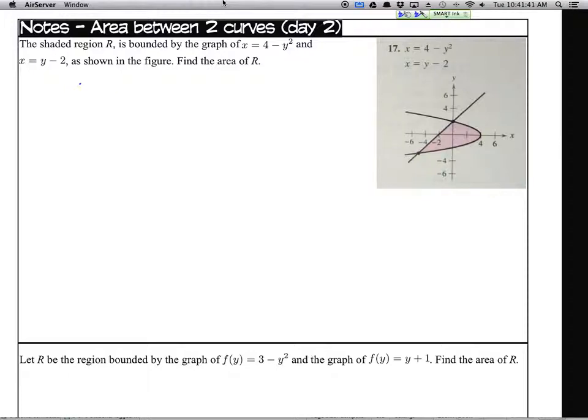So this one's going to start the same way. We need to set them equal to each other to figure out our starting and stopping points. But instead of doing the top minus the bottom, what do you think we need to do? Right minus left. So those are the two differences on this type of problem. What's the first thing we need to do? Set them equal.